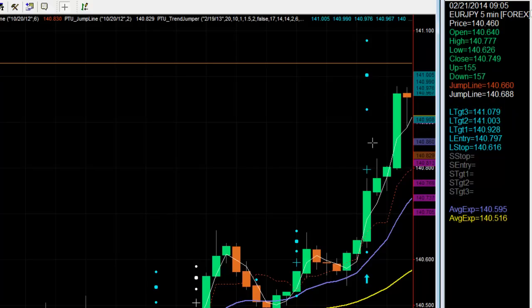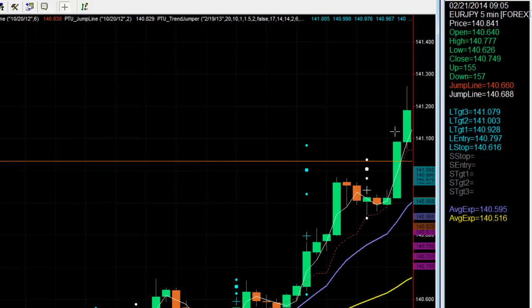This one gets long at 140.80. We adjust it up off the 10, which we always consider 5s and 10s key levels. So 140.81, 2 pips of spread. We're filled at 140.83. And we're going to get out at 141 even and 141.08. And you can see that it hits both those targets no problem.